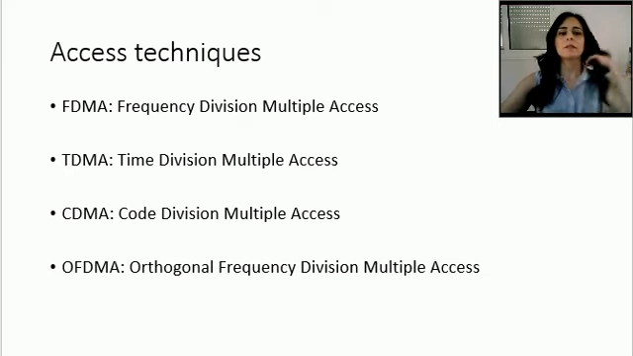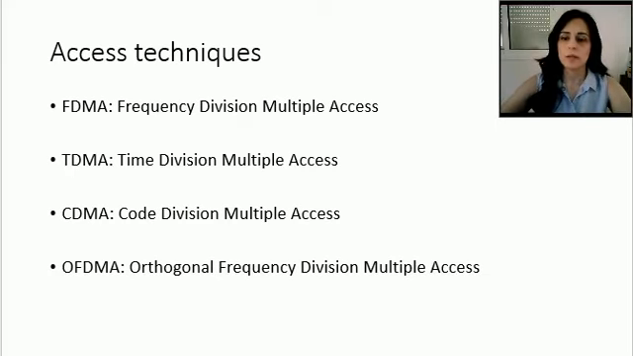Air interface is the radio frequency portion of the circuit between mobile users and radio base stations. In wireless cellular systems, mobiles can access cells using different access techniques. These access techniques include frequency division multiple access, time division multiple access, code division multiple access, and orthogonal frequency division multiple access.